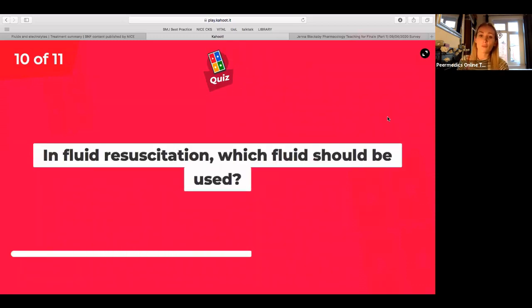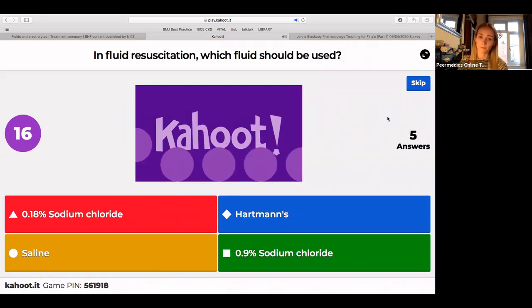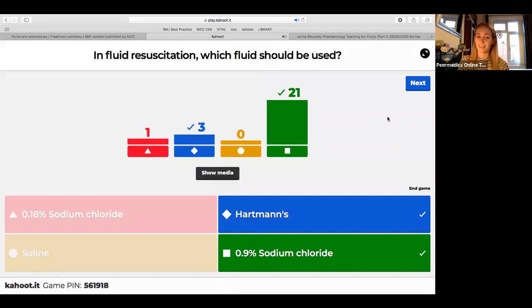Okay, so in fluid resuscitation, which fluid should be used? Again, a bit of a trick question, so it can be either Hartmann's or 0.9% sodium chloride. This pretty much just depends on your trust, by the way. It used to always stress me out as to what Hartmann's was and why. It's basically just a fluid that has a lot of different electrolytes in. Some trusts really like it and others don't use it at all. So it's going to be trust dependent where you work in the end of the day as to which one you'll use. Exam wise, it's best to just keep to one and remember that one.